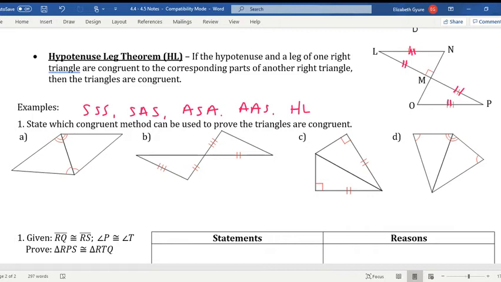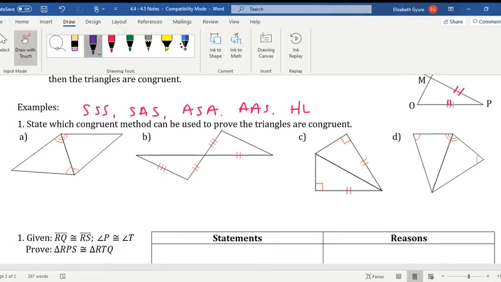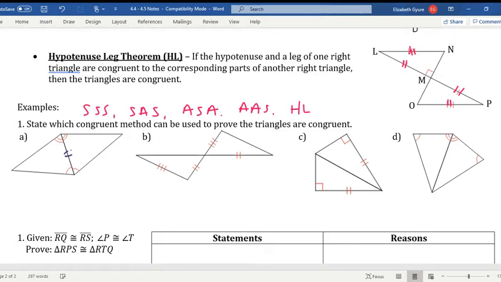What are we thinking about A? Sebastian. ASA, how'd you know? I don't see a side marked as congruent. Yeah, you have a shared side right here. So it would be angle, side, angle. Very good.